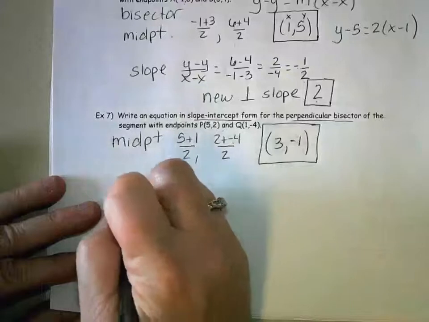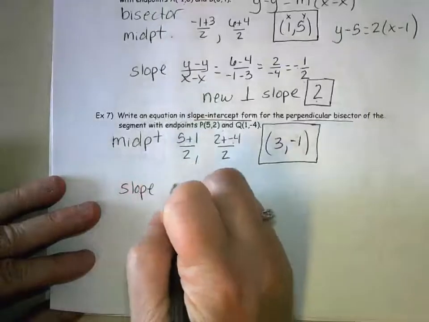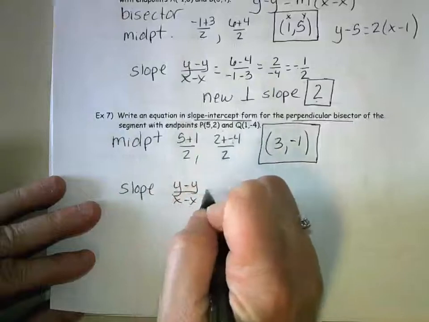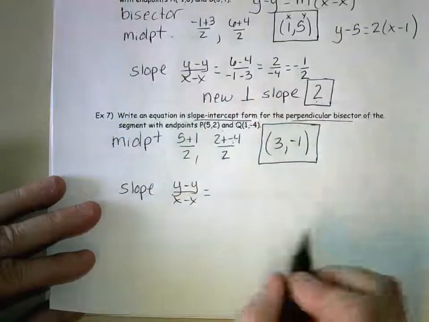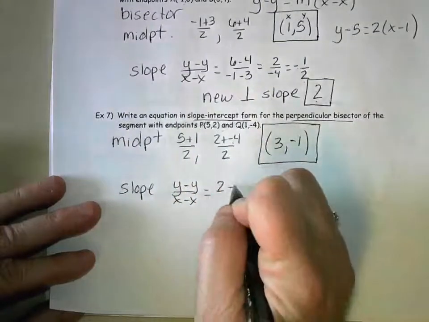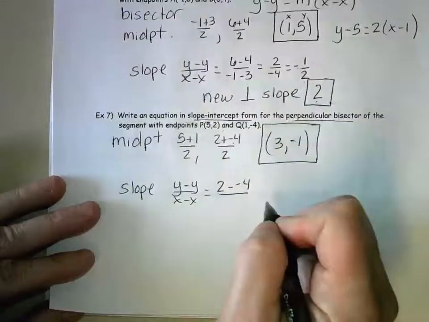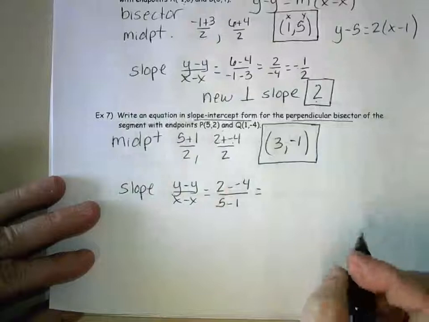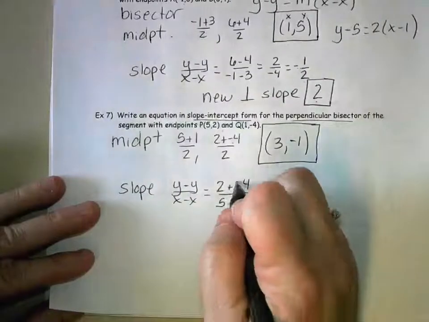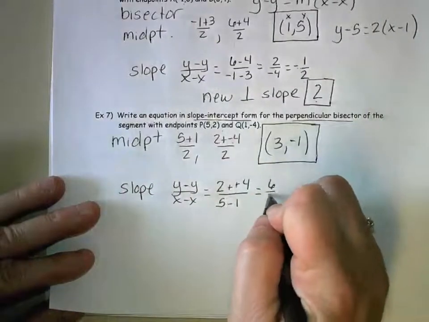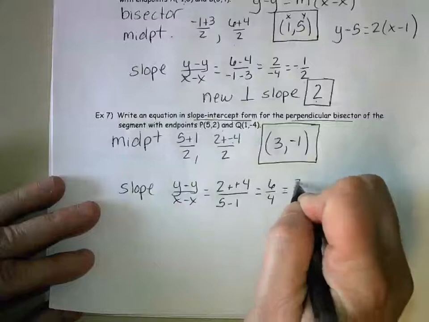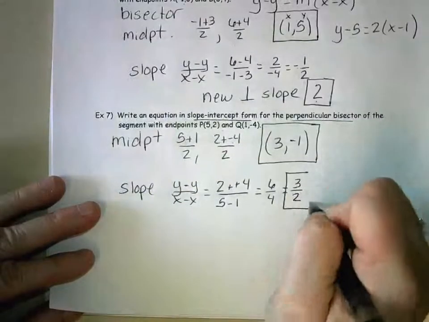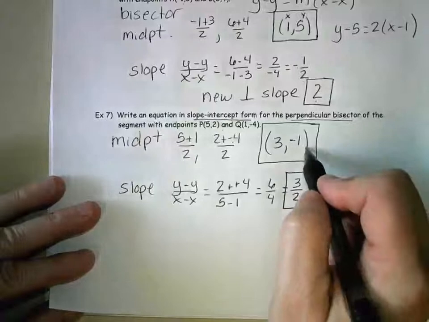And now we have to find the slope. Slope formula is y minus y over x minus x. So we will have 2 minus -4 and 5 minus 1, which becomes 6 over 4, which is 3/2. So we have our point and our slope.